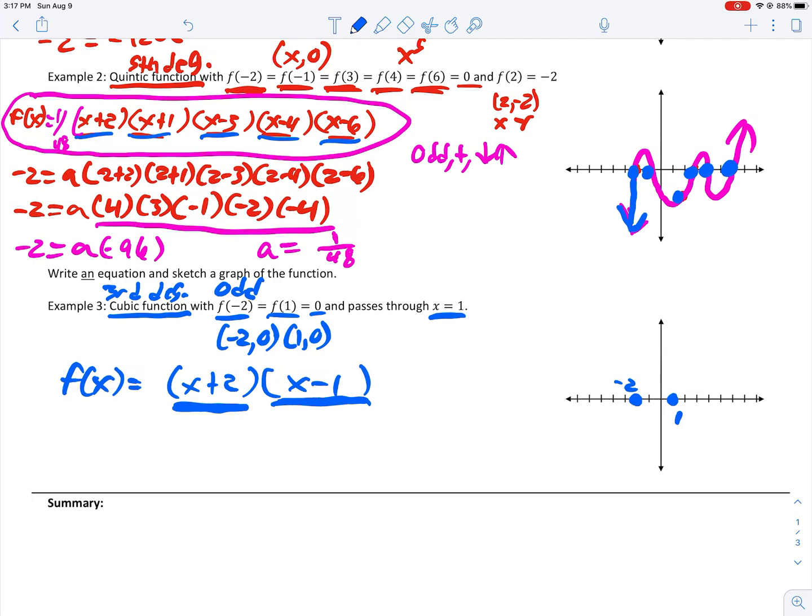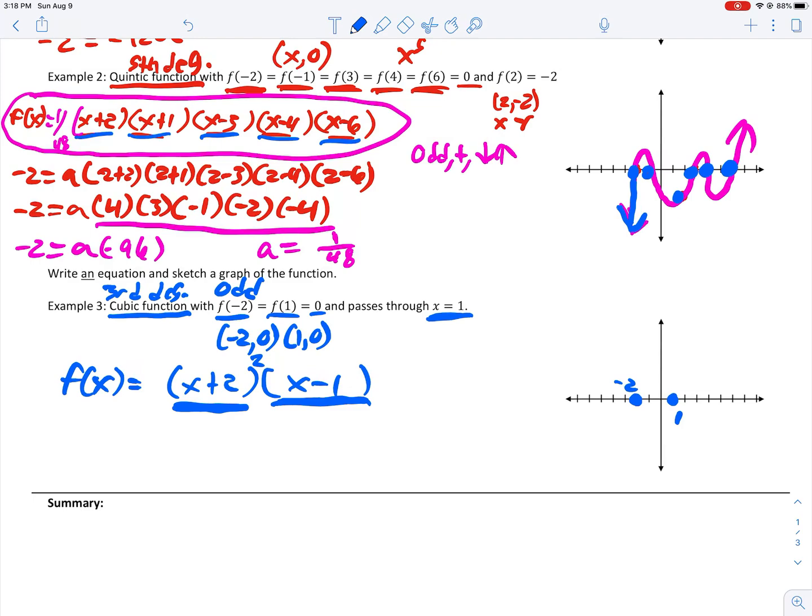Now it says it's a cubic. I have x and x. I have x squared. I need x cubed. It says it passes through x equals 1, so that means this has to be squared. It's got to have even multiplicity, so it's going to bounce at negative 2. Okay, so we know we have x and x, we know it's odd.